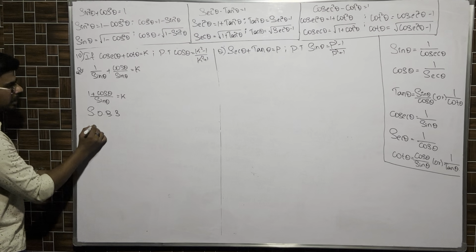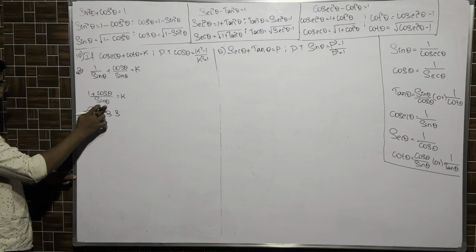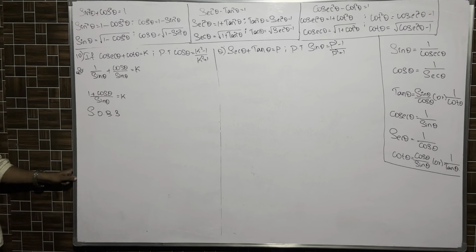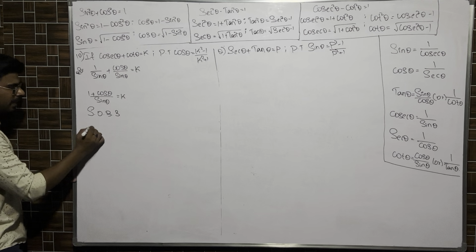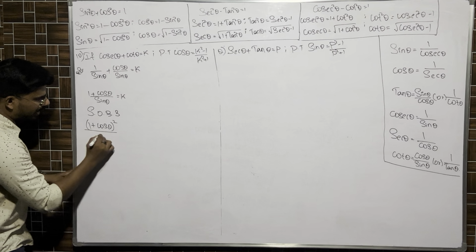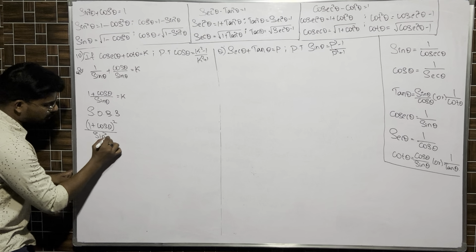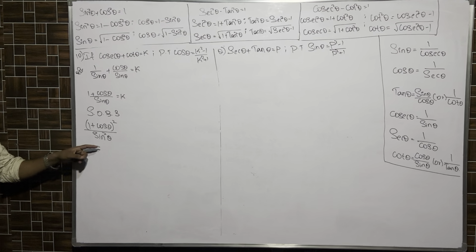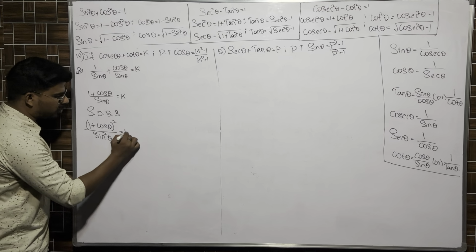If I square on both sides, the square should be given to the numerator, the square should be given to the denominator on the left hand side, and on the right hand side the square should be given to k. So it is 1 plus cos theta whole square divided by sine theta whole square, which is nothing but sine square theta. I already told you the square will go to sine, not to theta, is equal to k square.